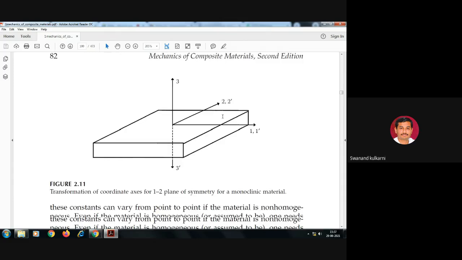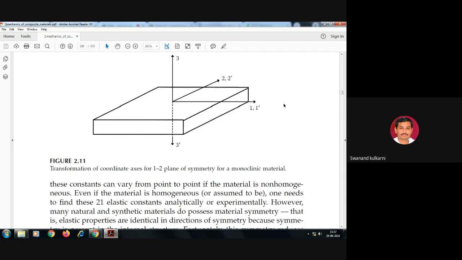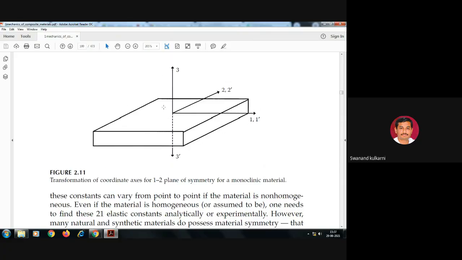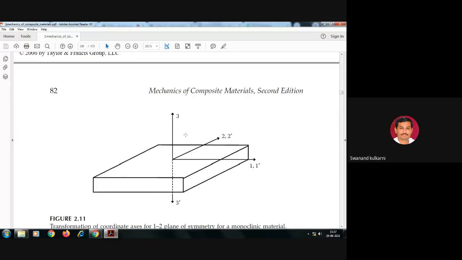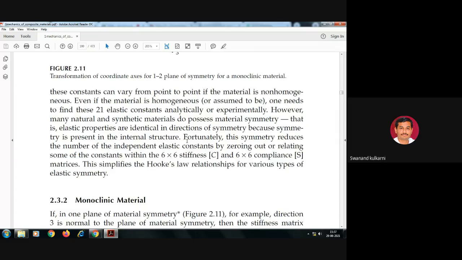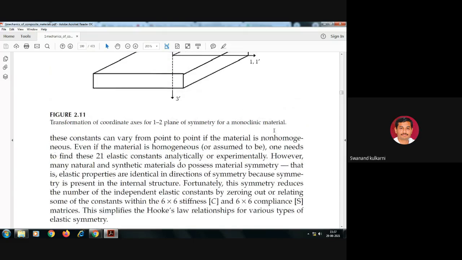Now suppose this is any material plate, and this is 1 1 dash, 2 2 dash, 3 3 dash, where 1 is opposite to 1 dash, 2 opposite to 2 dash, and 3 opposite to 3 dash. If we take the direction into consideration, then we will come to know that constants are found for a particular point. The stress and strain relationships can be developed at a point. So here we have to note that these constants can vary from point to point if the material is non-homogeneous.